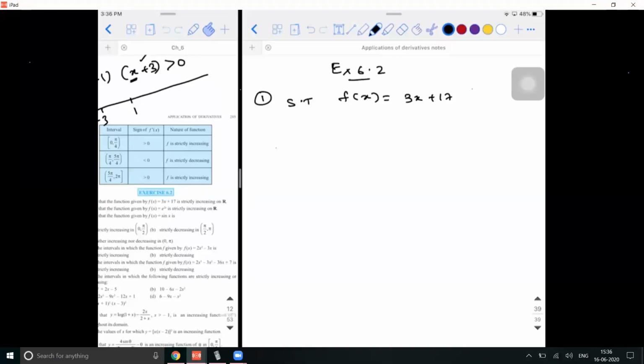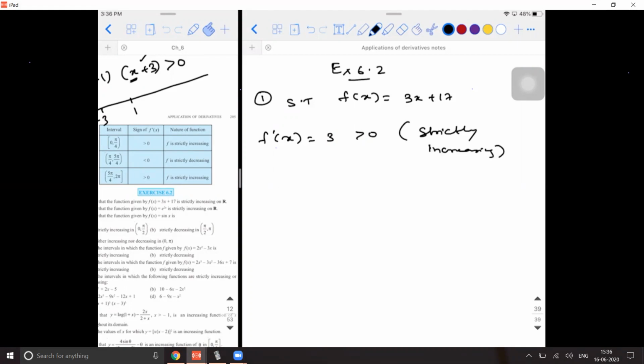Differentiate. So f dash of x is going to be how much? It's a simple one. It's going to be 3. So 3 is always greater than 0. So when f dash of x is strictly greater than 0, we can say it is strictly increasing. Right? So this is with respect to differentiation, but I would suggest you practice the graphs for this also.